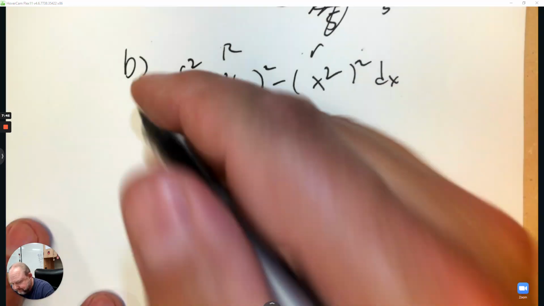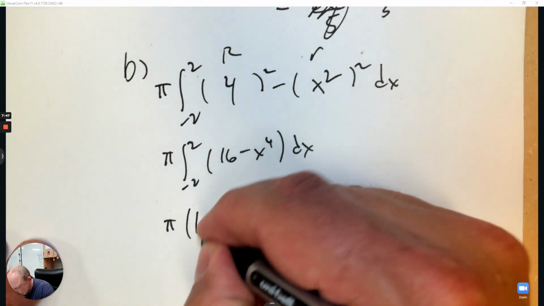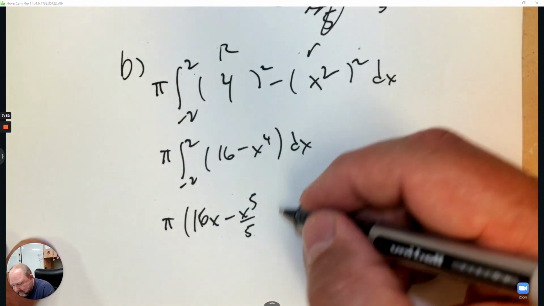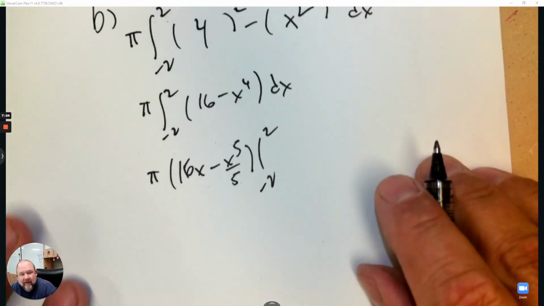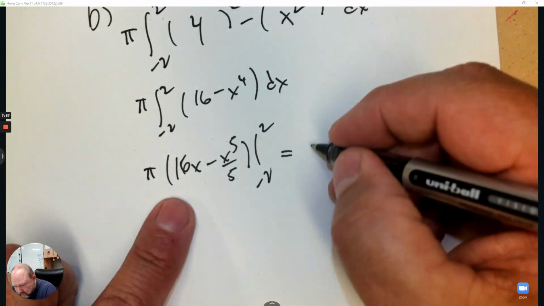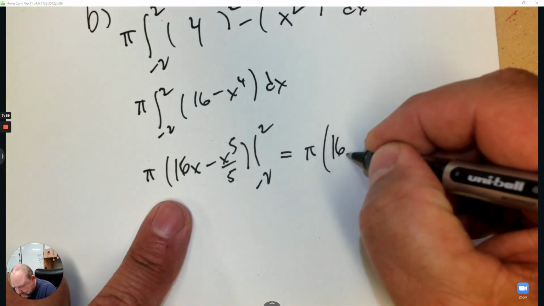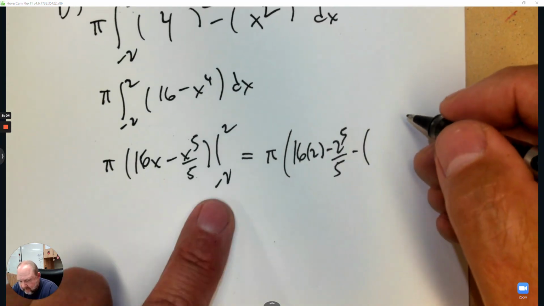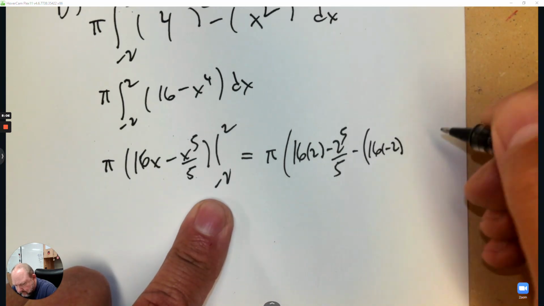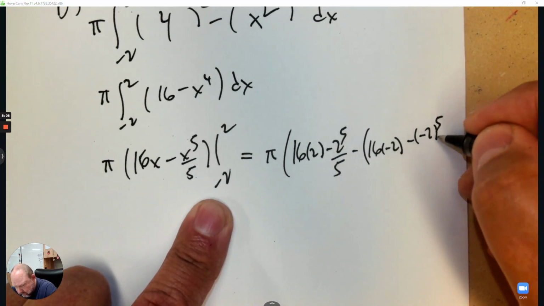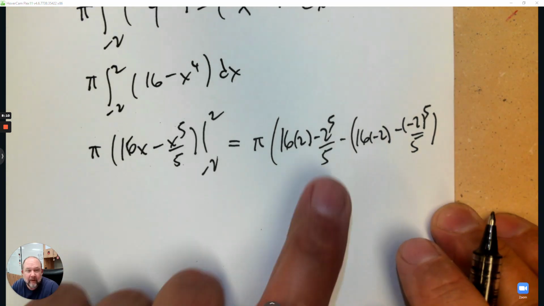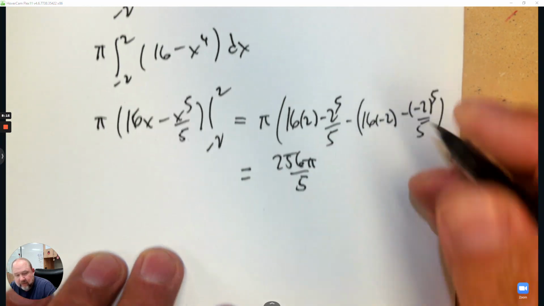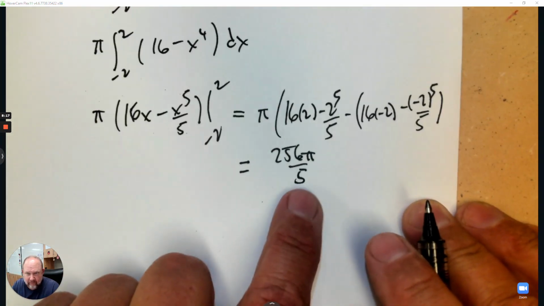And then we're going to integrate. So that's 16x minus x to the 5th divided by 5. And then we're going to plug in. We first plug in 2, subtract, and then we plug in negative 2. So that's a great answer. We are going to simplify that to help us with the next question, so I'll do that for you. That's 256 pi over 5.